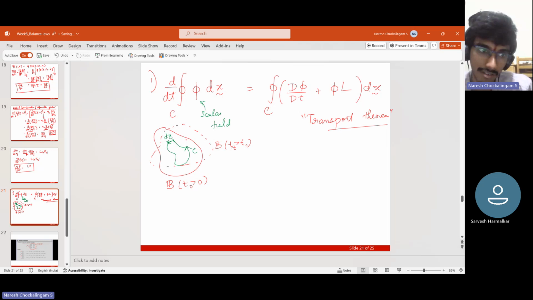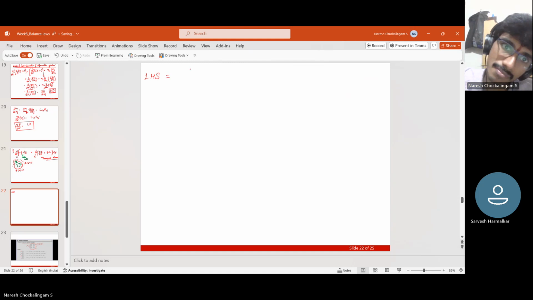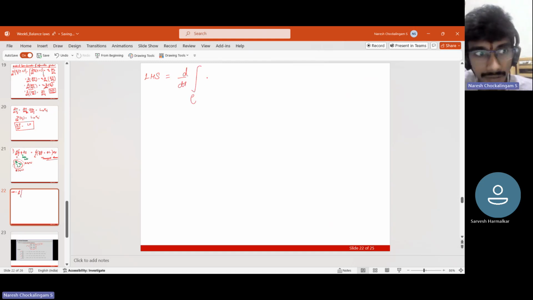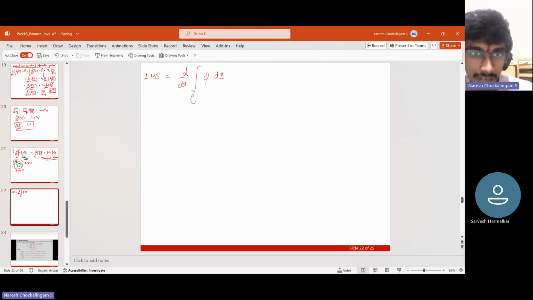Now let us solve this. The left hand side, let's solve in a fresh page, is d by dt of the integral over the curve of phi dx. The description of the curve itself is not independent of the material coordinate, because as the body is deforming, different material points are lying along the curve. Therefore, you cannot take the derivative directly into the integral.